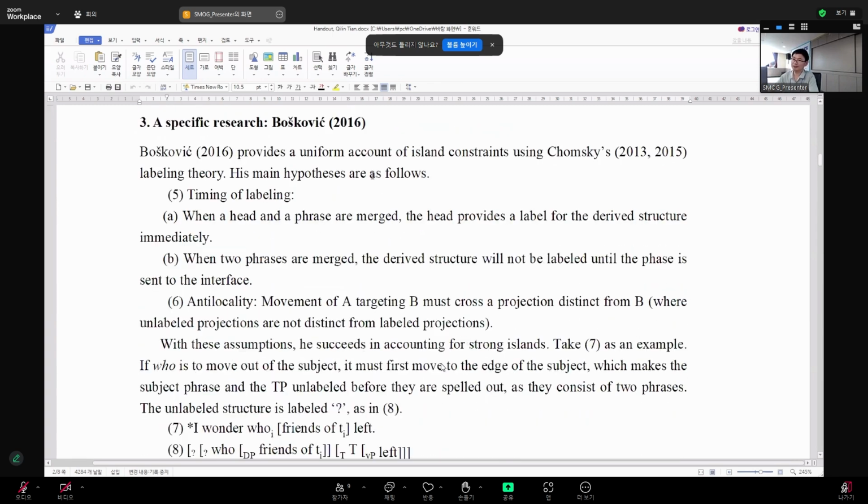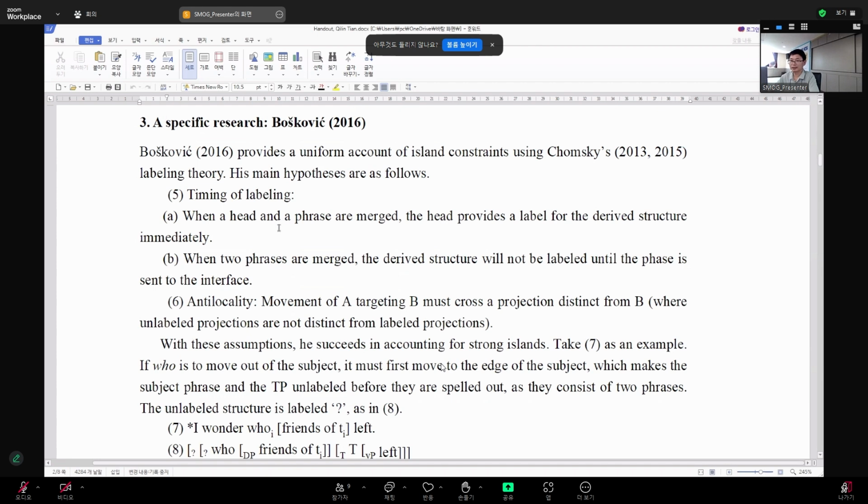Okay, now let's have a detailed look at a specific piece of research, that is the research of Müller, on which this methodology is based. He tried to provide a uniform account of island constraints using Chomsky's labeling theory. His main hypotheses are as follows.